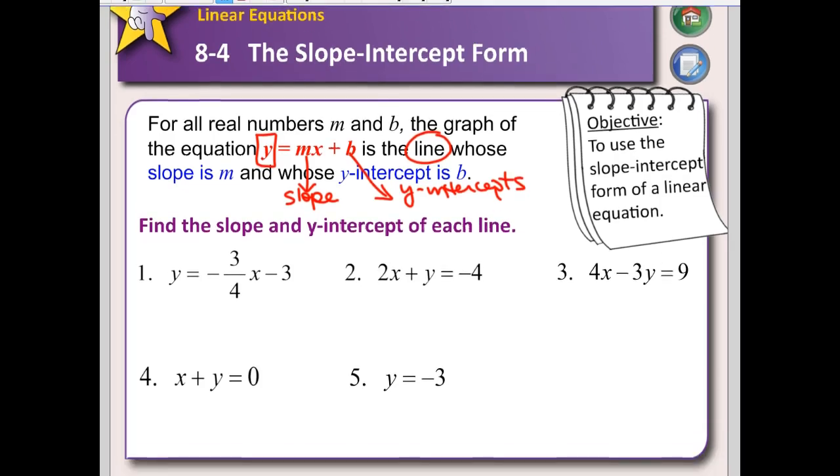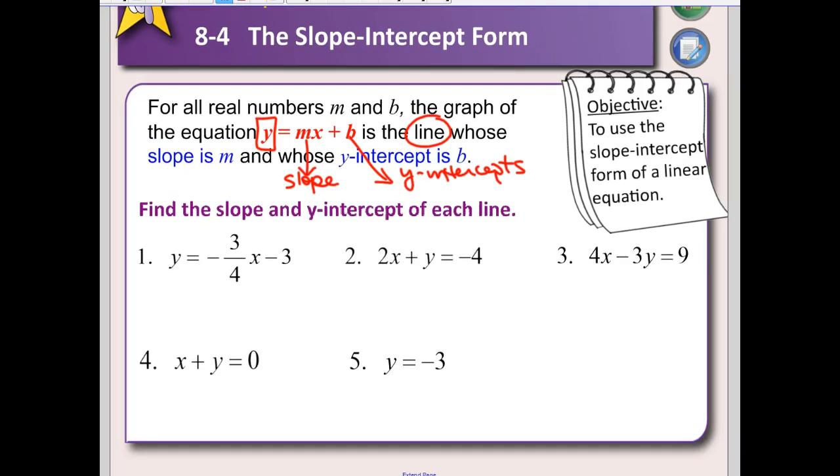So let's look up here at number 1. What form is that equation? Well, yeah, y stands alone, so this is in slope-intercept form. So what is my slope? Well, slope's whatever is in front of x, so here m equals -3/4. If my slope is -3/4, what's the y-intercept? What's b? Well, it's the constant on the end, so that's -3.